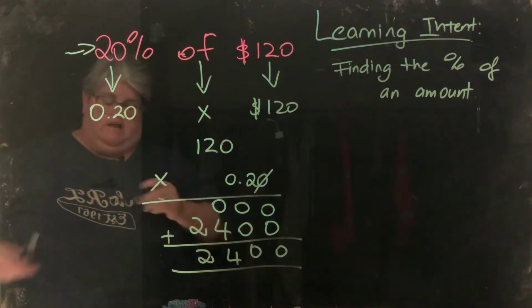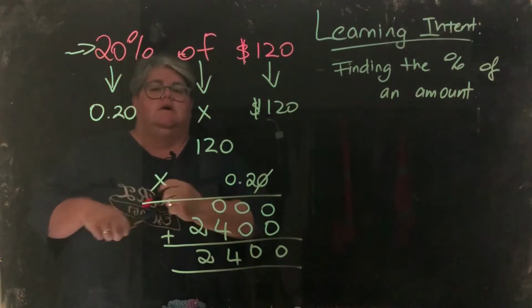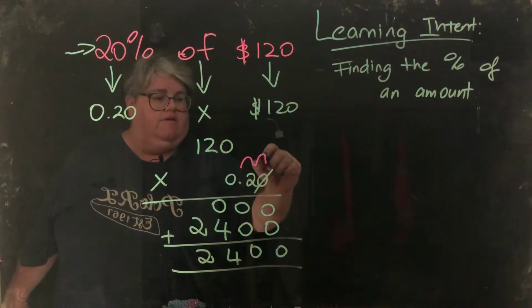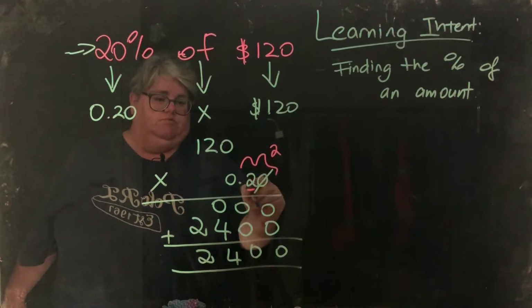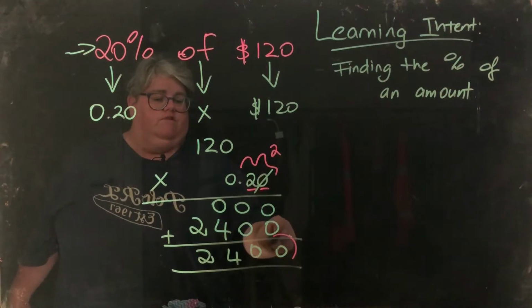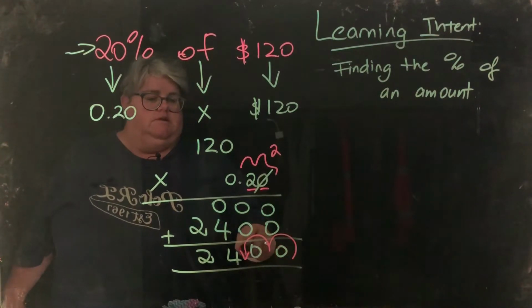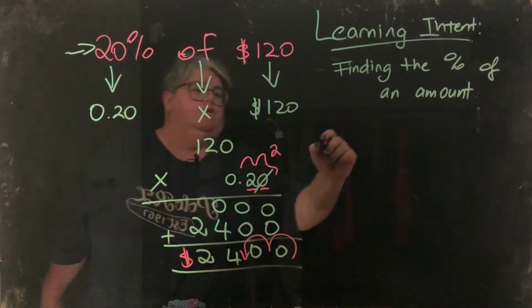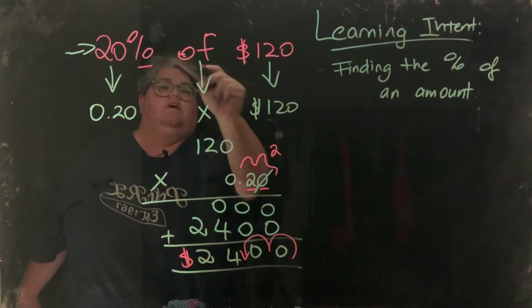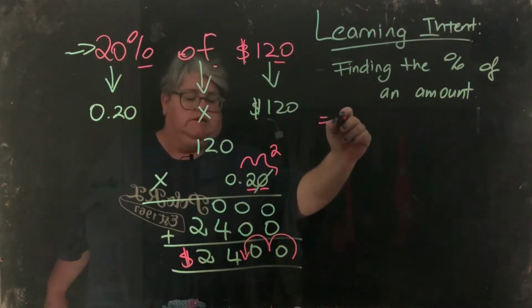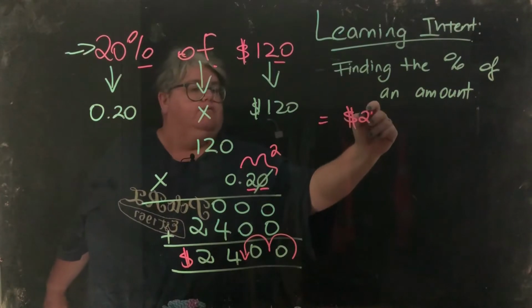Now in our previous class, we did talk about where to put our decimal point. You can see here that we have 2 decimal places, 1, 2. So from here we have to move it 2 places. Our answer here is $24. So the answer to 20% of $120 is $24.